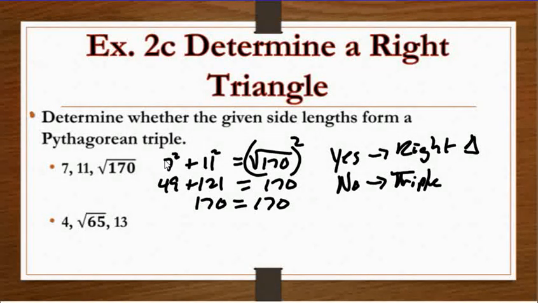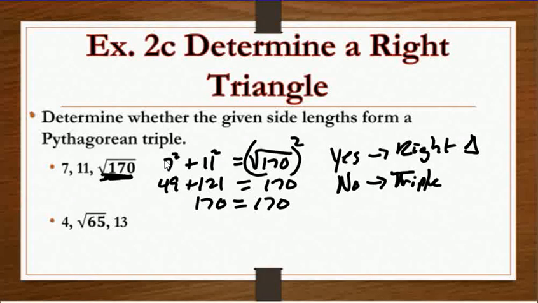And the reason why it's not a Pythagorean triple is because this is not a non-zero whole number. We have a radical here. So yes, it's a right triangle, but no, it does not form a Pythagorean triple.